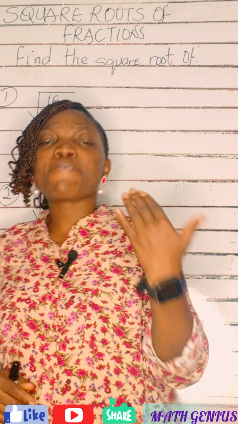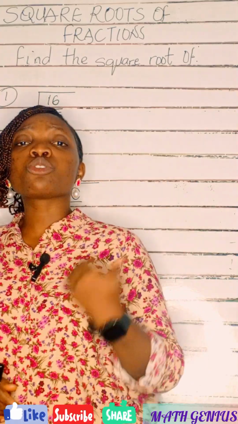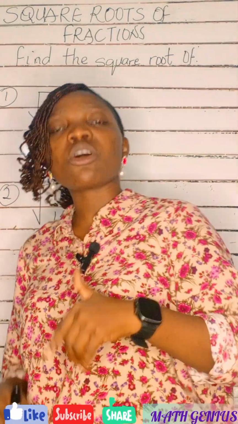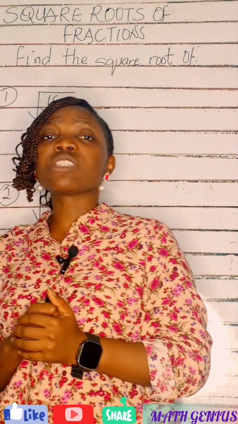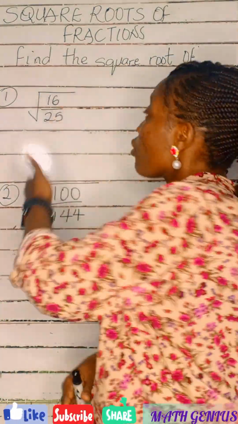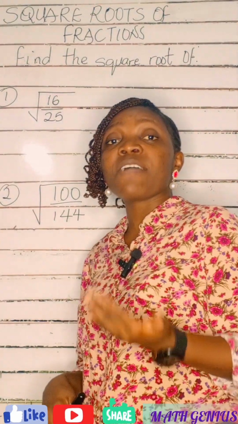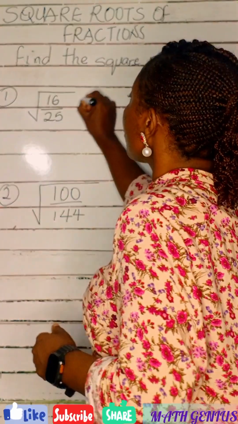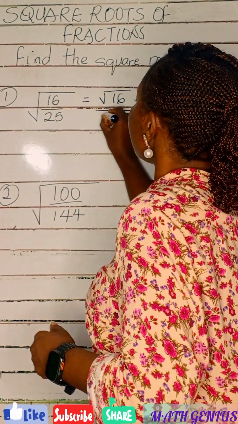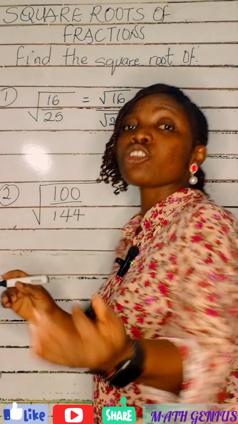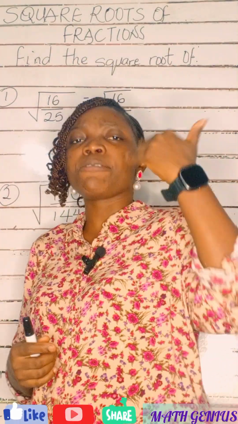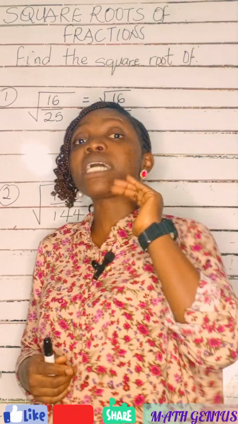Now, when you are given a fraction to find its square root, all you need to do is to find the square root of the numerator, find the square root of the denominator, and then you simplify your fraction. So we have some examples on the board. Find the square root of 16 over 25. 16 over 25 is a proper fraction. So what I need to do is to find the square root of 16, then the square root of 25. What have I just done? I have simply split the fraction, that is, separated the numerator from the denominator.